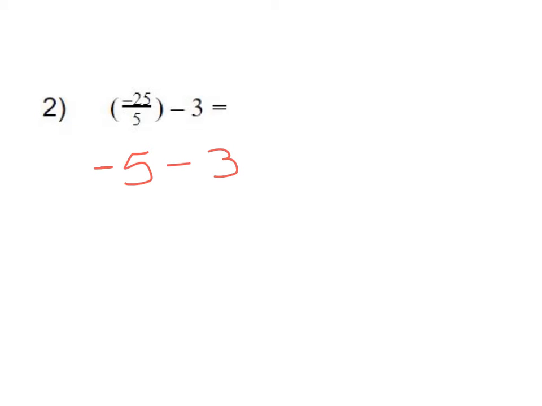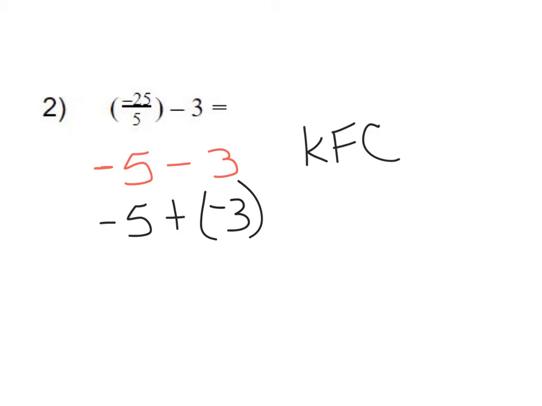Now in this case, we have to do KFC. So that means I'm going to go ahead and keep the first one. So KFC. Keep the first one. Flip the minus to a plus. Change the next number to its opposite. So since it's positive, then it's going to be negative 3. So now I have negative 5 plus negative 3.